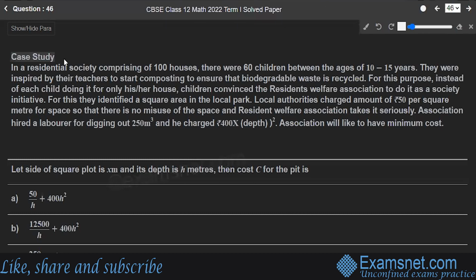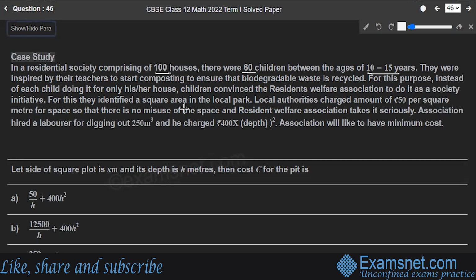Question number 46. This is a case study. It says in a residential society which is comprising of 100 houses, there were 60 children between the age of 10 to 15 years. They were inspired by the teachers to start composting to ensure the biodegradable waste is recycled. For this purpose, instead of each child doing it only for his or her house, children convinced the Residents Welfare Association to do it as a society initiative.